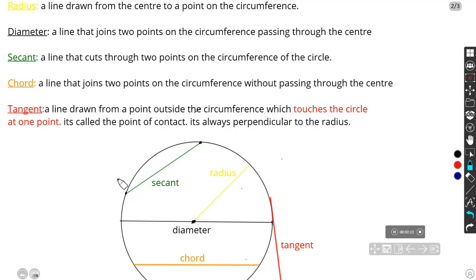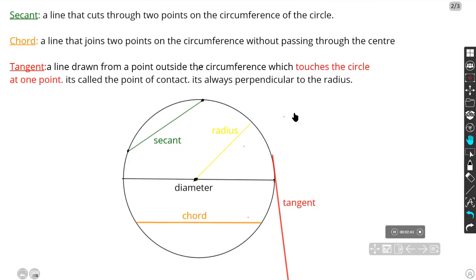Remember, a radius, it is a line that is drawn from the center to the circumference. Then we have a diameter. It is a line that is what? It is a line that joins 2 points on the circumference, passing through the center. Siyadlula ke lapho. We move on to secant.